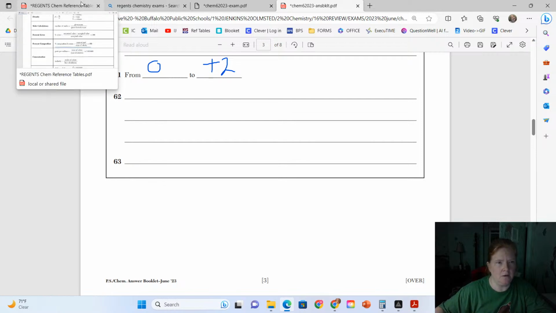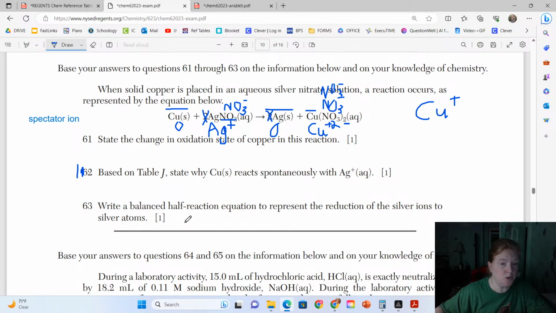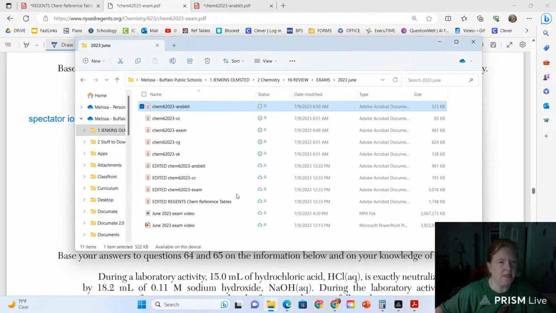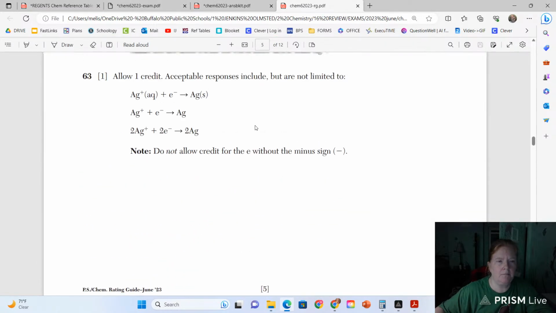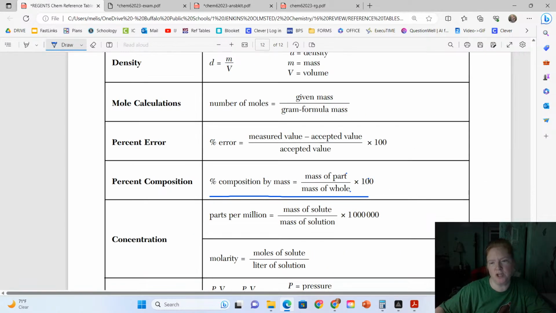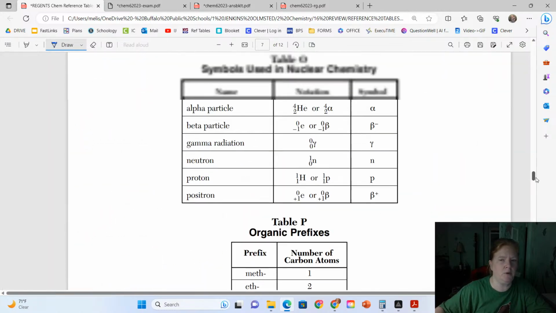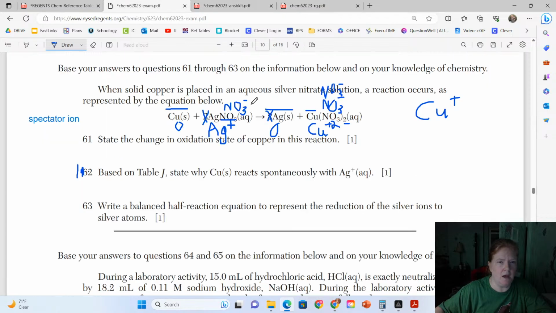Okay. Now, 62. Again, I told you I have a little bit of a beef with question 62, and I need to pull up our rating guide to show you why. So for this question, all right, based on table J, perfect. Look at table J, like that was a gift wrapped up in a bow. And then it says, state why CuS reacts spontaneously with Ag plus aqueous. Okay.